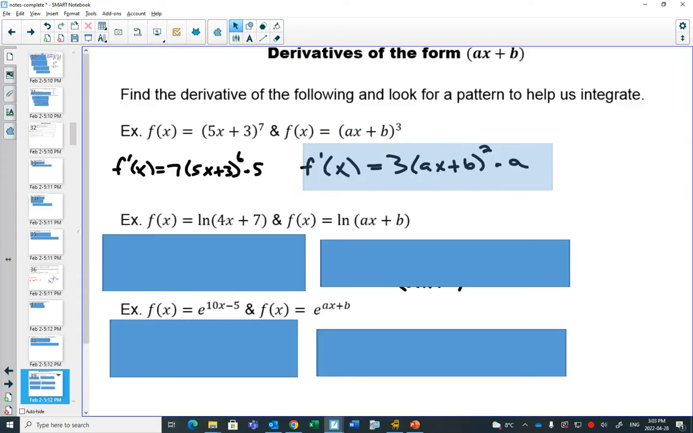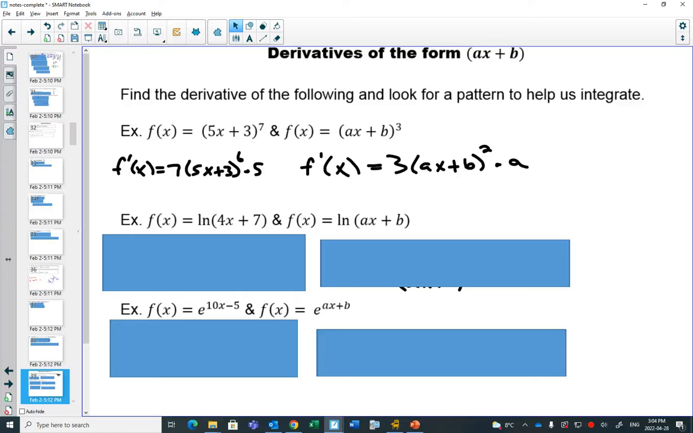So anytime you had ax plus b inside in a derivative, because of the chain rule, you'd have to multiply by the derivative of the inside, which would be multiplying by a.